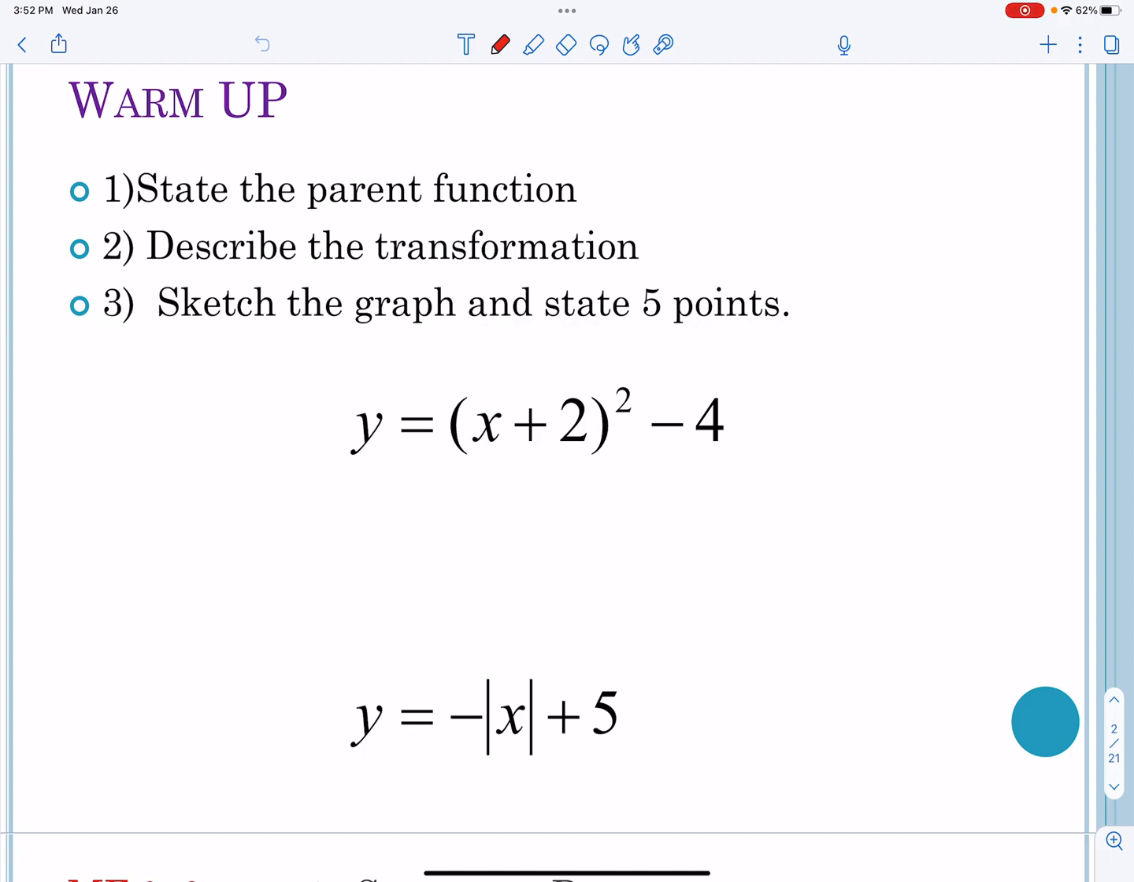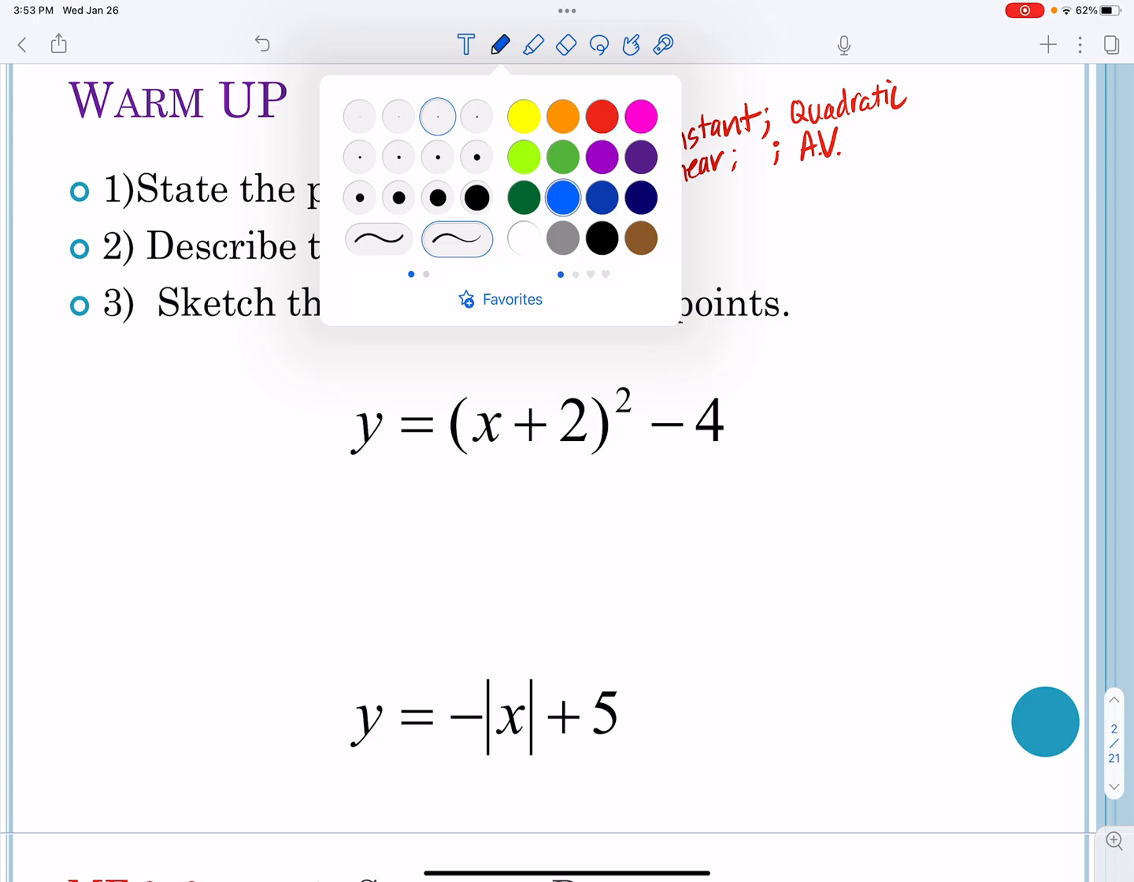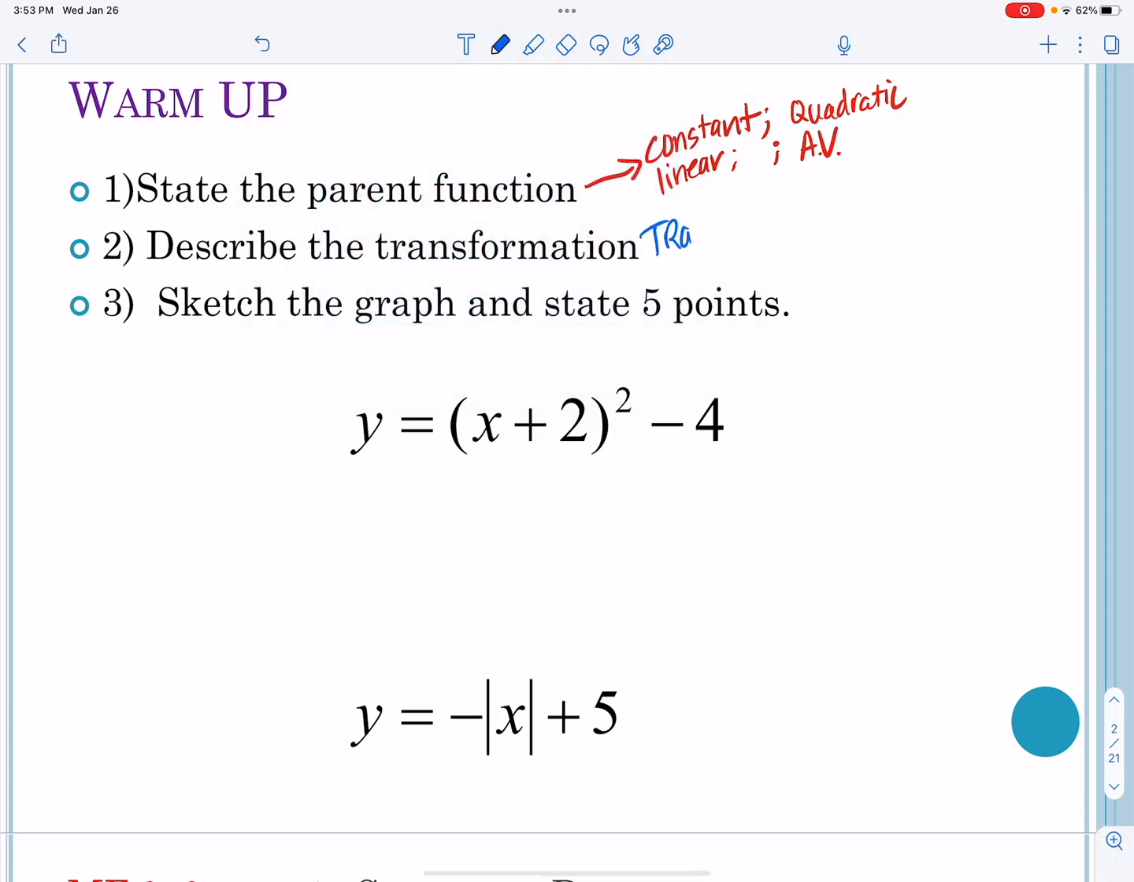State the parent function. So that would be like constant, linear, quadratic, or absolute value. Can I just put absolute value just because? Okay, describe the transformation. So that would be like translation, reflection, dilation. Those are the three that we learned.